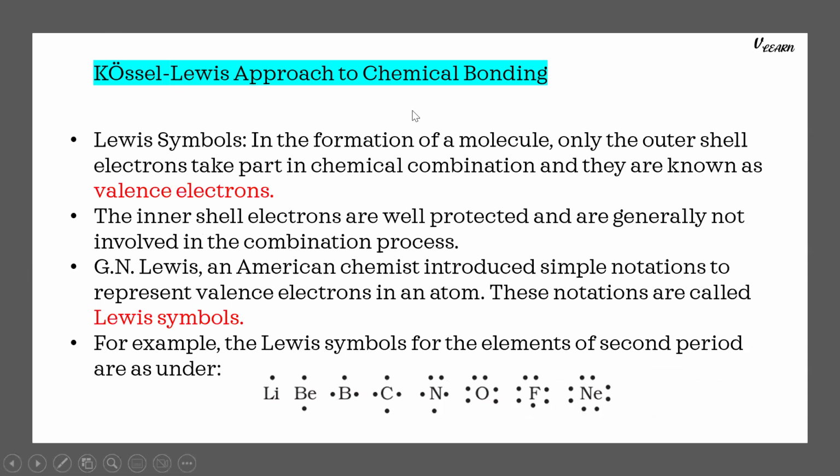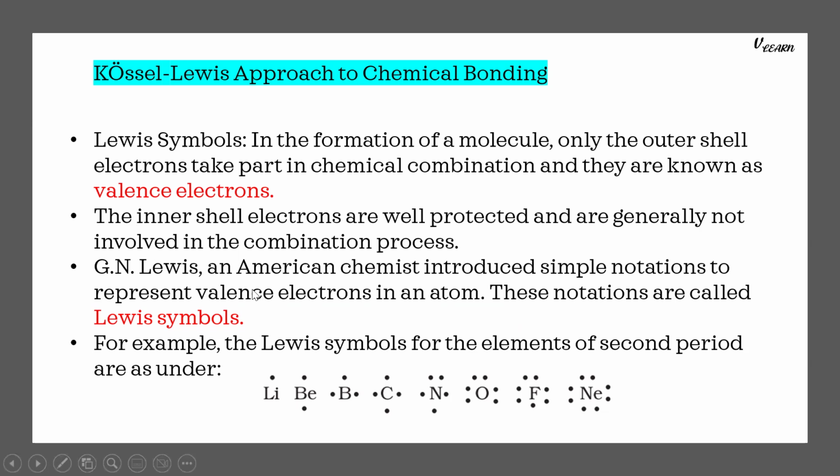In the formation of a molecule, only the outer shell electrons take part in chemical combination. They are known as valency electrons. We know the inner shell electrons will not participate in any bond formation; only the valency electrons play their role, isn't it? The inner shell electrons are well protected and do not generally get involved in the combination process.